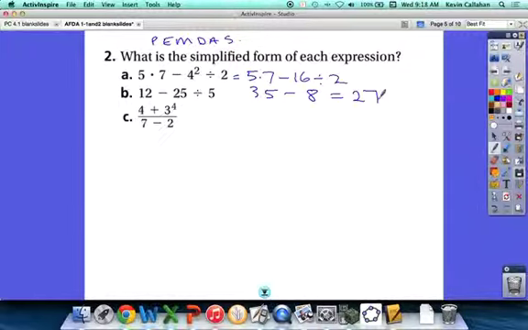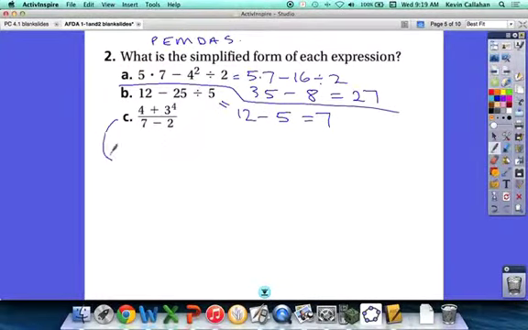Okay, how about the second one? What is the first operation you're going to do? 12 minus 25 divided by 5. So you're going to do the division first. Division definitely comes before both addition and subtraction. So you're going to go equals 12 minus 5. 12 minus 5 is 7.